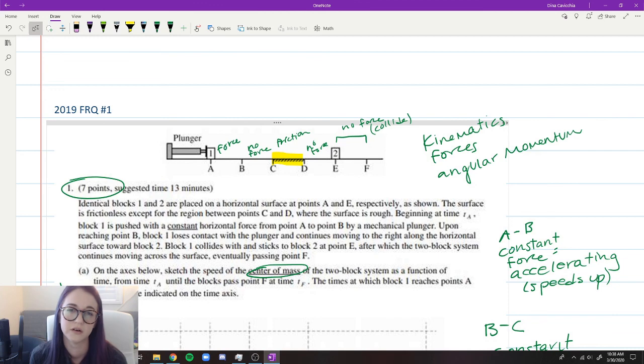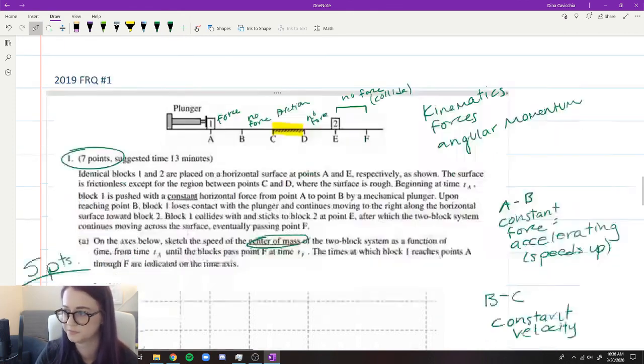So this is another kind of tricky way that AP exams are going to change the question a little bit. If we were drawing a graph for just block 1 or just block 2, we'd have a different answer. Maybe I'll draw that just to show you. But for block 1, there is a force between 1 and 2. But if we're drawing the system, the 2-block system, the collision between them is not an external force.